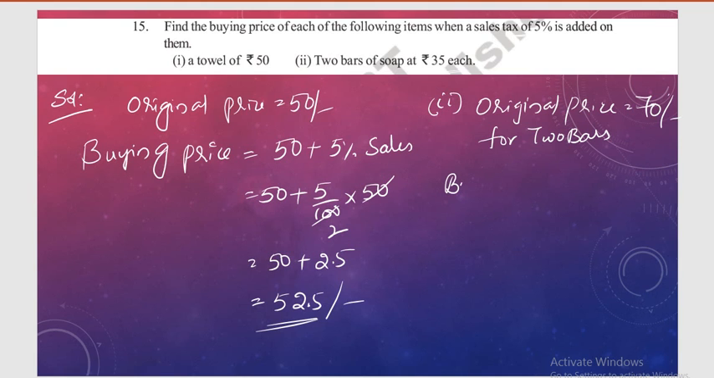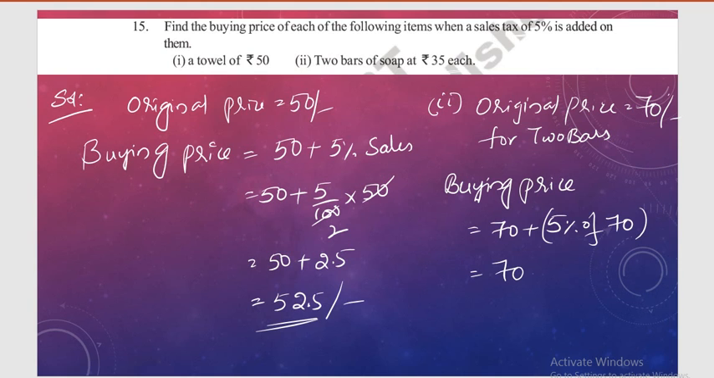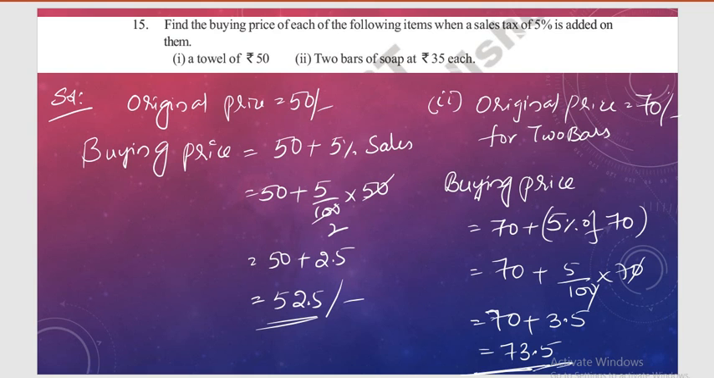Now if I want to buy it, then I need to pay the price, right? So buying price is equal to 70 plus 5% of 70, which gives me 70 plus 5 by 100 into 70. The zeros I can cancel out. So I am going to get 70 plus, 5 7s are 35, 35 by 10 is 3.5. So 70 plus 3.5 is 73.5. This is the buying price for 2 soaps. If I want it for 1 soap, divide it by 2, then you will get the answer, right? So this is 73 rupees 50 paisa. Okay, this is about question number 15.